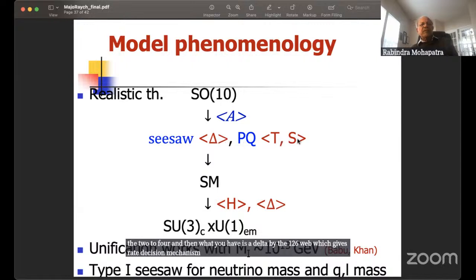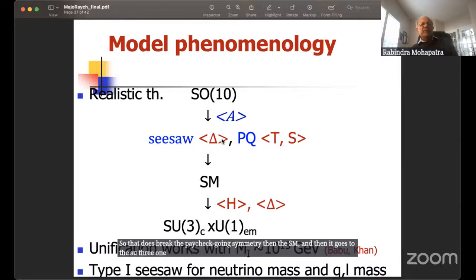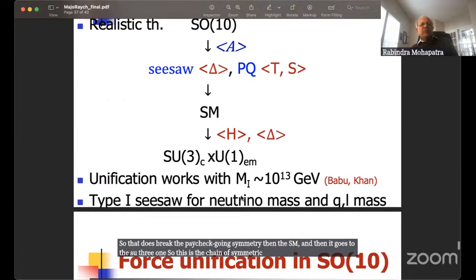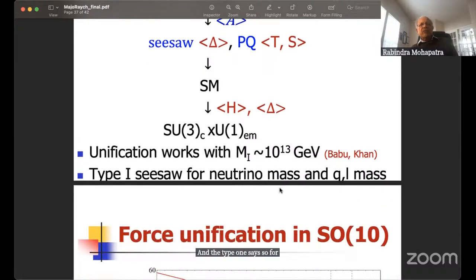And then the T and S have their VEVs around the scale. So that does break the Peccei-Quinn symmetry. Then the SM, and then you go to the SU(3) plus U(1). Okay. So this is the chain of symmetry breaking, and the unification works with an intermediate scale around 10 to the 13 GeV, and the type 1 seesaw for neutrino masses and the quark-lepton masses.